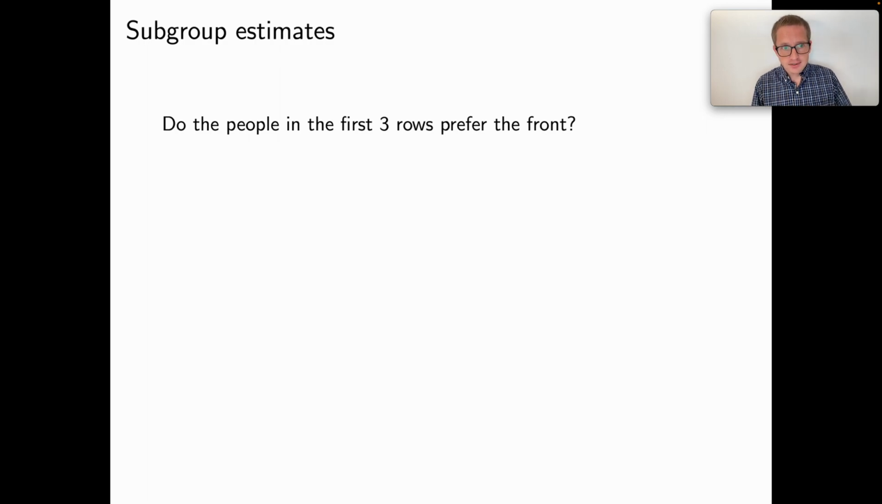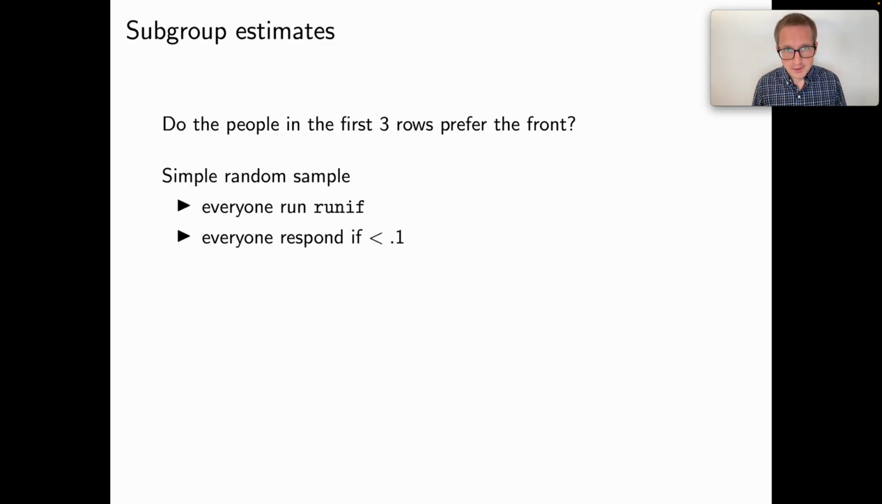The way we did it in the last video was a simple random sample. Everyone in the class ran the command runif to draw a random number between 0 and 1. Then those whose number was less than 0.1 responded. Today we'll talk about another way to draw the sample.